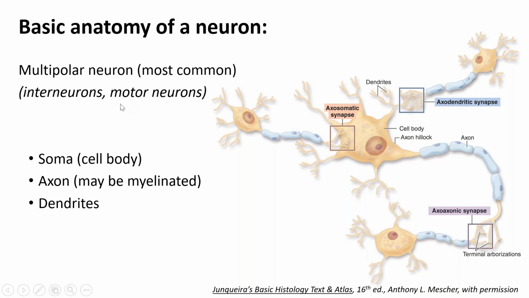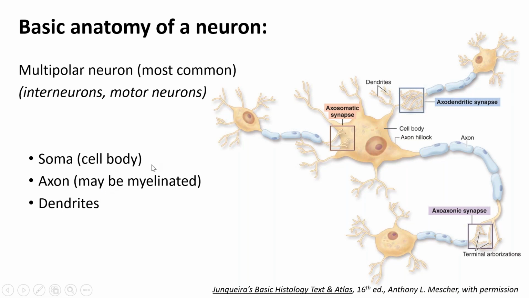So the reason people draw multipolar neurons is these are the most common type. Interneurons, which are housed entirely in the CNS, and motor neurons are all multipolar neurons. And so this is really the most typical type of morphology that we're going to find. So the reason I'm bringing this up is I want to draw our attention to two things, the cell body and the axon.